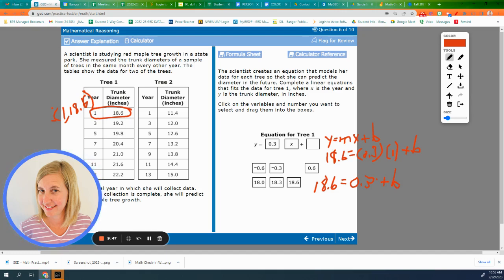So to solve this equation now, I subtract 0.3 from each side, which cancels out that. And of course, what you do to one side, you must do to the other in any equation. And I'm left with 18.3 over here equals b. And so now I've solved for b, which is this last box from our y equals mx plus b. So I can go ahead and drag that in. Our final equation is y equals 0.3x plus 18.3.